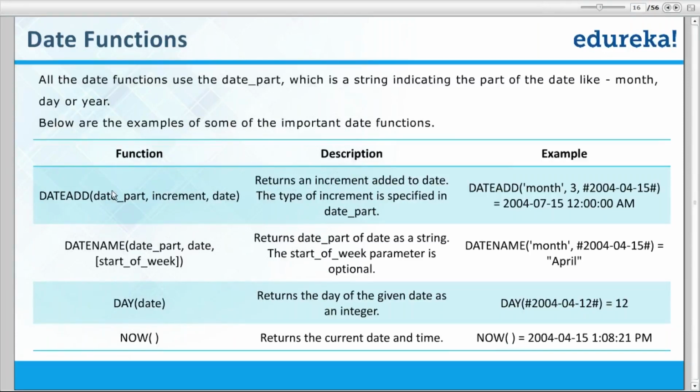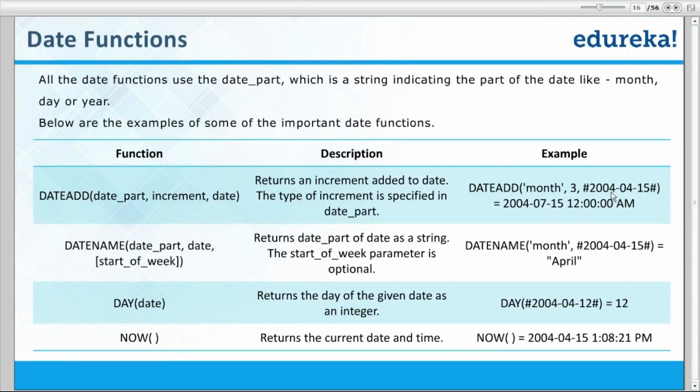Some of the date functions we can see here is DATEADD. What is it going to do? As you can see from the syntax, it asks for the date part, the increment, and the date. The date part is month, year, or day; we need to specify one of these in the date part. The increment is the number by which you want the date to be incremented. So here they are saying increment by month by 3 from this date.